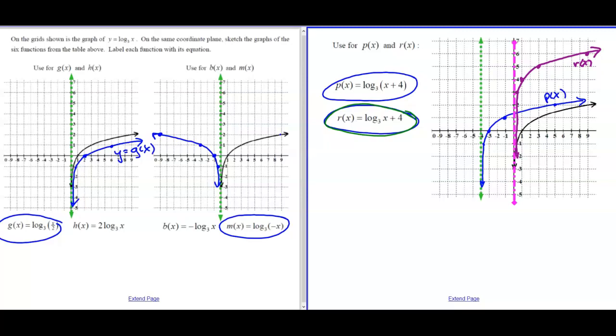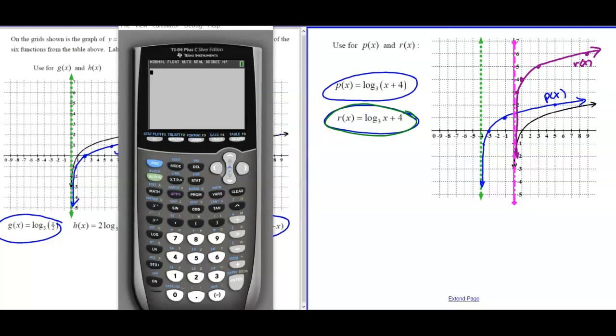Okay, let's check the last one. Y equals, so if you have a newer version of the calculator, then you can go math, P, log base, in this case base 3 of x. Make sure you cursor out of the brackets, plus 4.